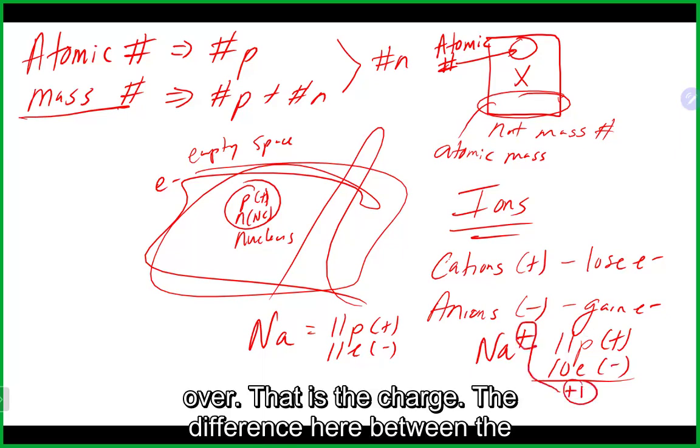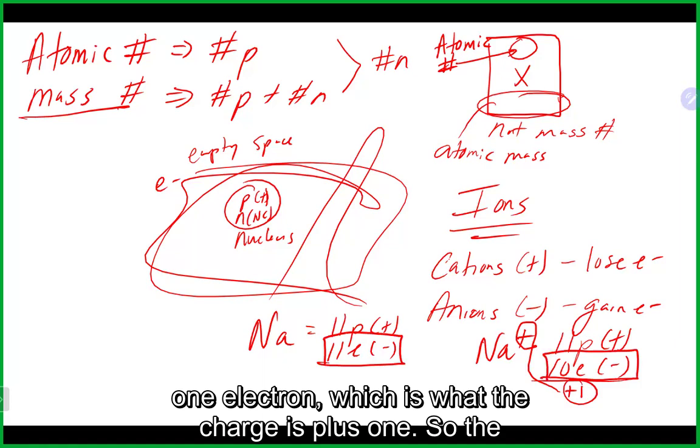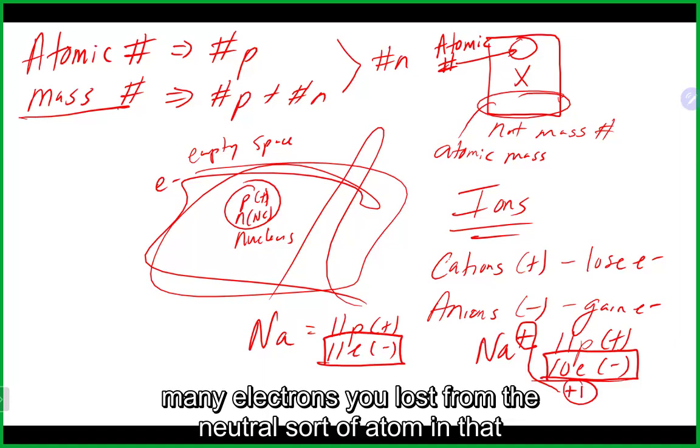That is the charge. The difference here between the neutral sodium and the sodium with a +1 charge is it lost 1 electron, which is what the charge is, +1. So the positive charge means you lose electrons. The number is how many electrons you lost from the neutral atom in that case.